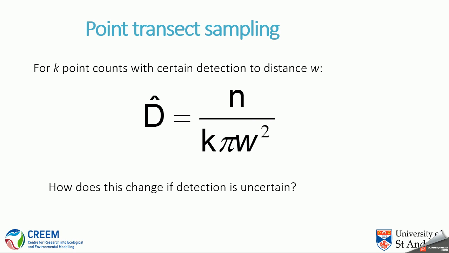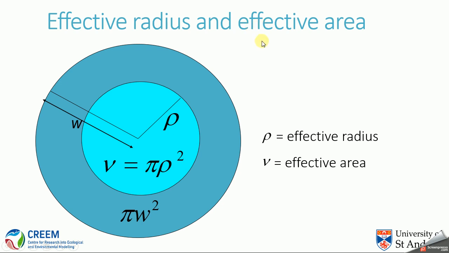In practice, you're not able to detect all animals within a distance w of a point, so you have to deal with uncertain detection. In that case, the effective area surveyed is smaller than the area of the plot. The area of the plot is a circle of radius w about the point, so the total area is pi w squared for each point, but the effective area is smaller. The rho here is an effective radius, the nu is the effective area.